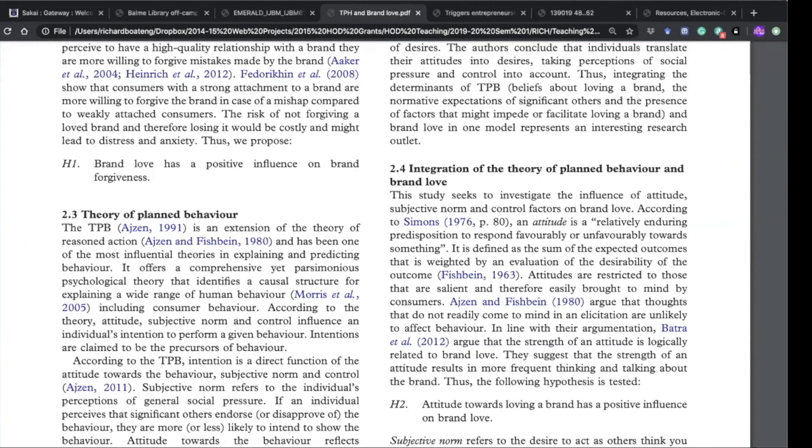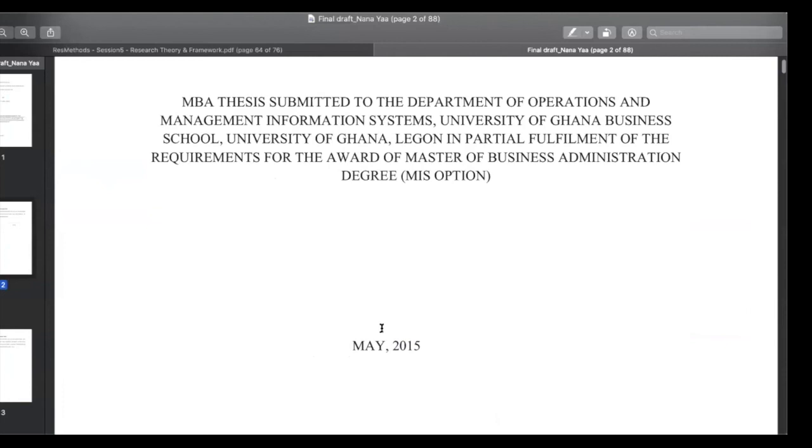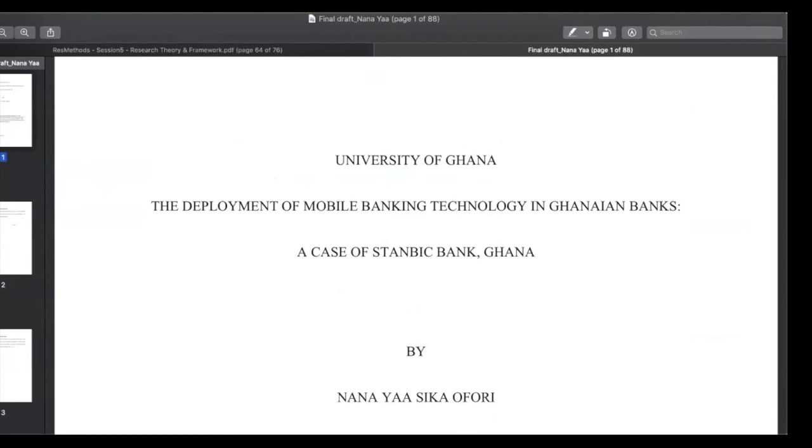Let me see if I can find one existing long essay for you. If you look at how the students do it, you can appreciate it in that perspective. So look at this paper coming from this thesis by Nanaya. The thesis is the deployment of mobile banking technology in Ghanaian banks, case of Stanbic Bank. Okay, so let's look at the table of contents.